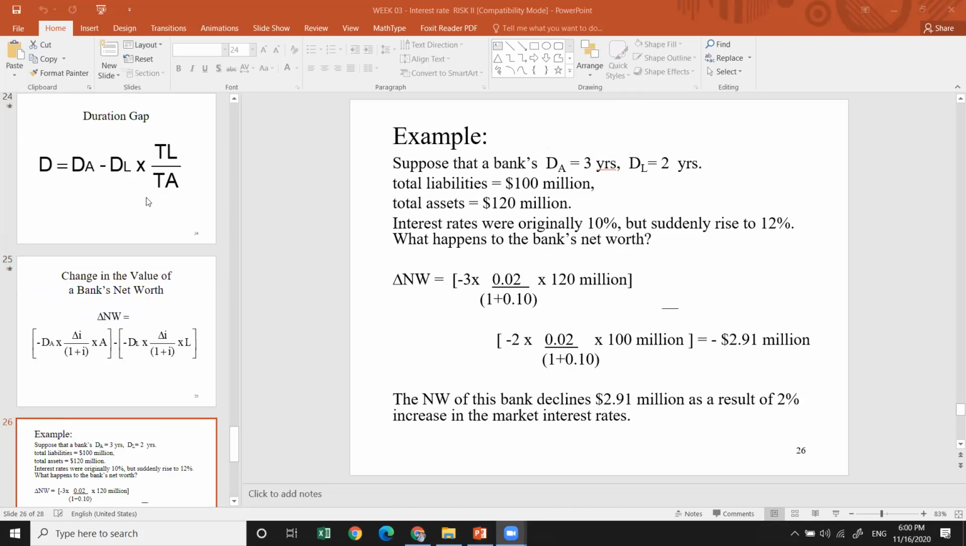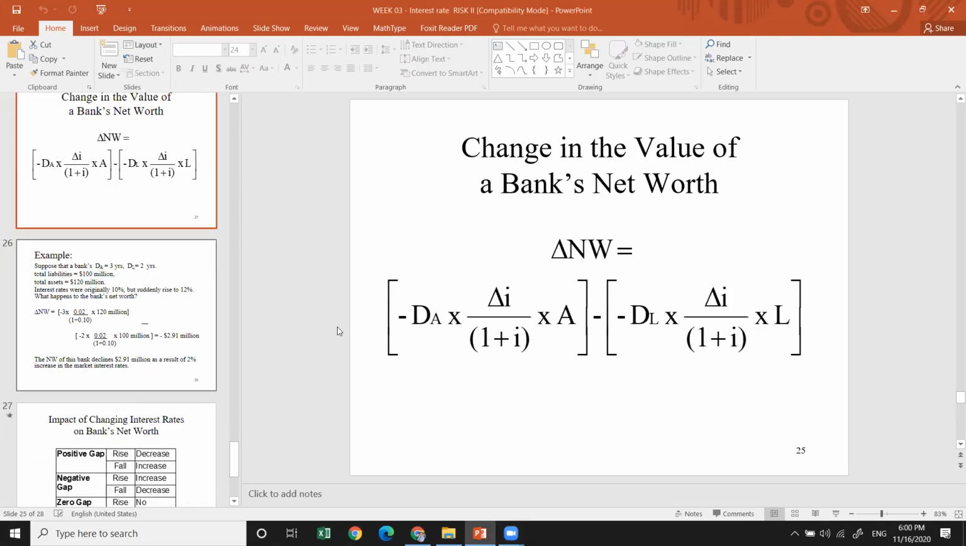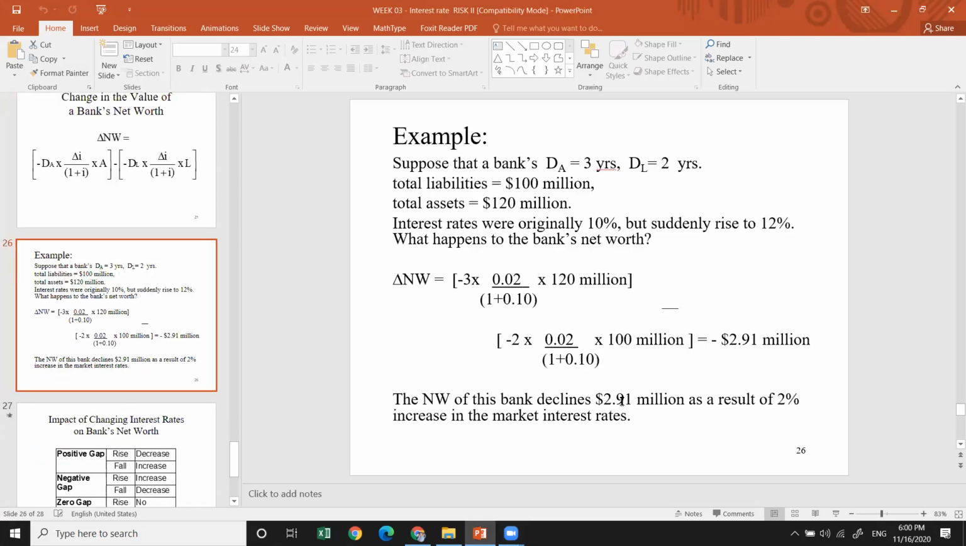Here's the duration gap. So what is the duration gap? The duration of assets is higher than the duration of liabilities, and in this case, the interest rate should go down in order to make it work. But what is the best way? What could you do as a risk manager?